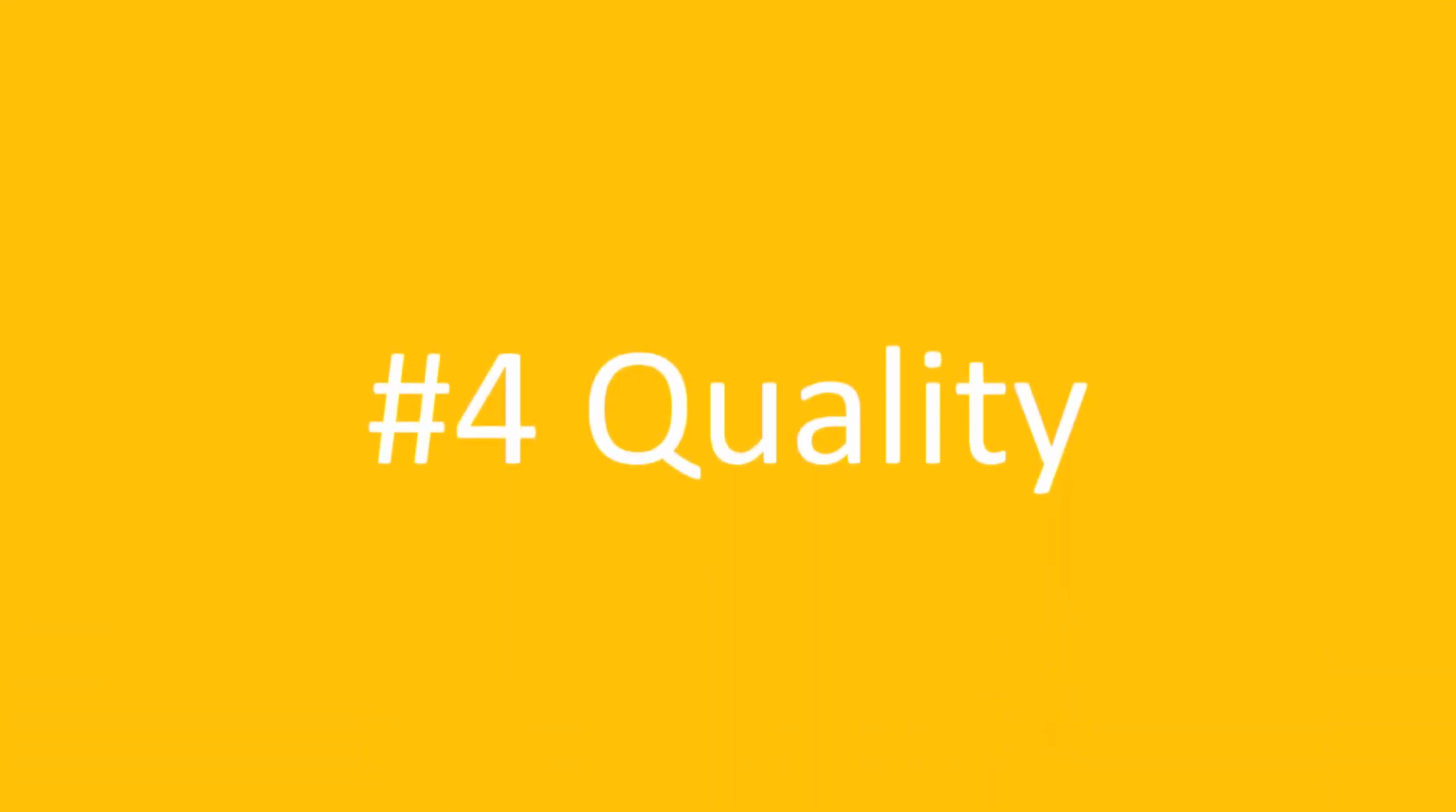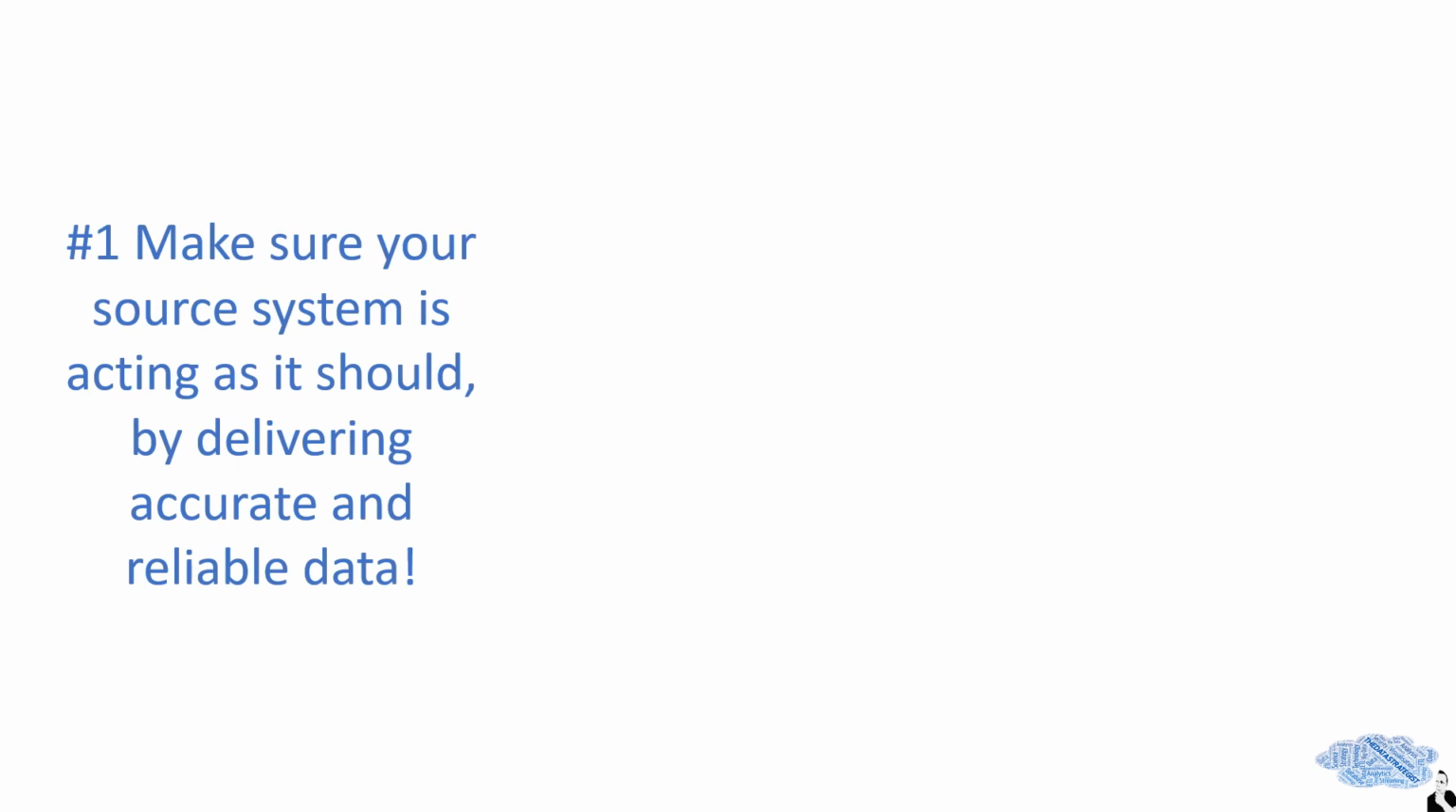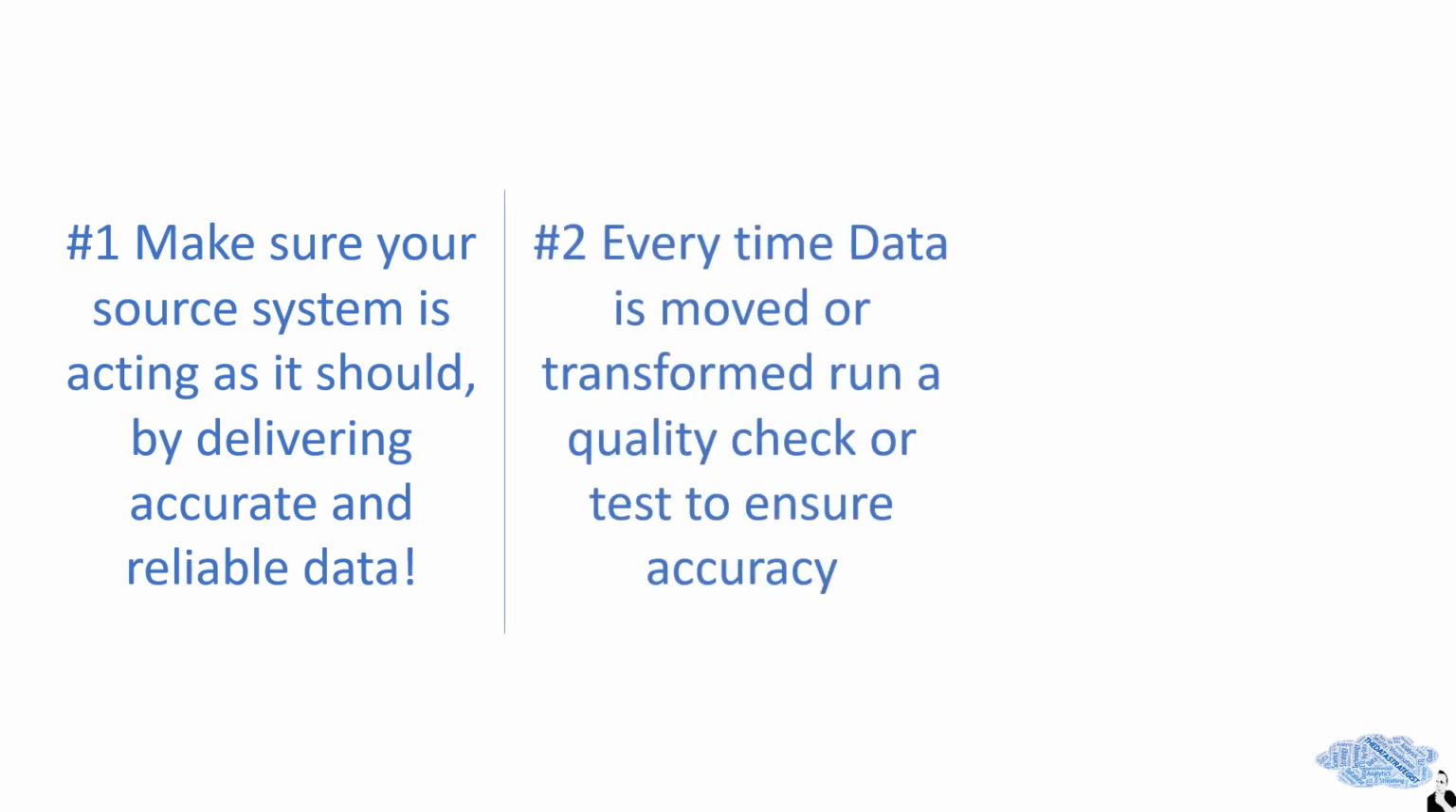Here we have number 4, and that's quality. In this section, you need to make sure your source system is acting as it should by delivering accurate and reliable data. Number 2, every time data is moved or transformed, run a quality check or a test to ensure accuracy. This is going to really help you understand where things have gone slightly awry.